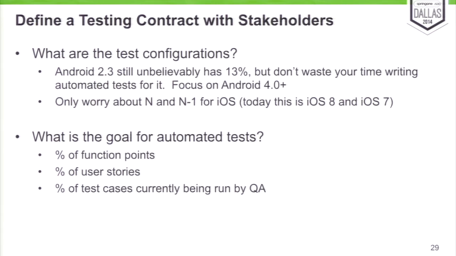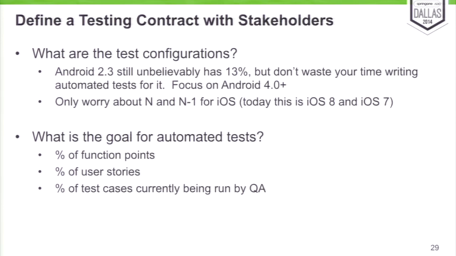So what I would always do as part of defining your test contract at the start of your QA project is ask, what is the goal of our automated testing? Not that we're just going to do it, but what is the actual goal? Are we going to automate a certain % of function points or a certain % of user stories? What I would actually do is ask, what is the % of test cases currently being run by the manual QA testers that we're going to automate?